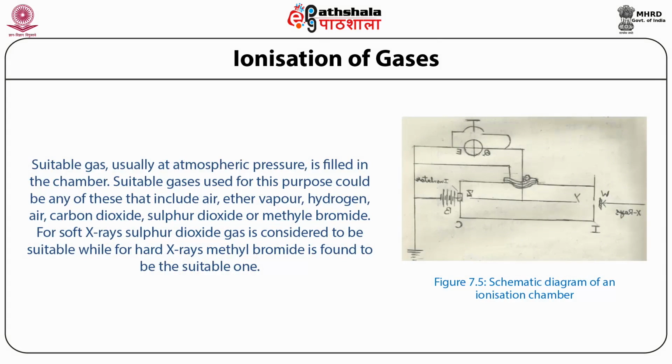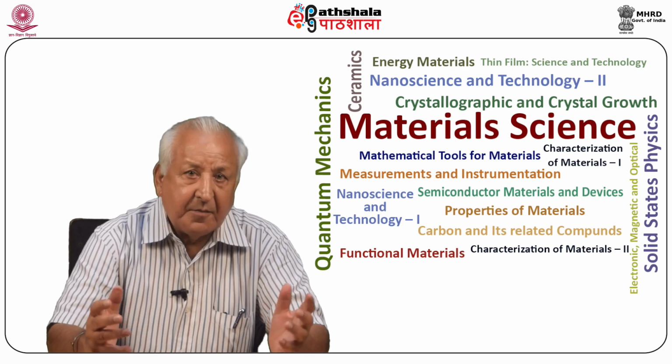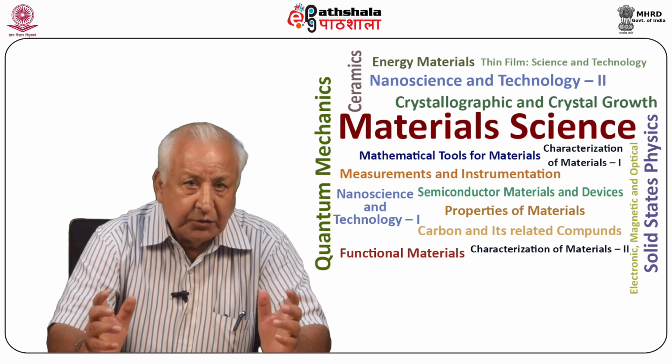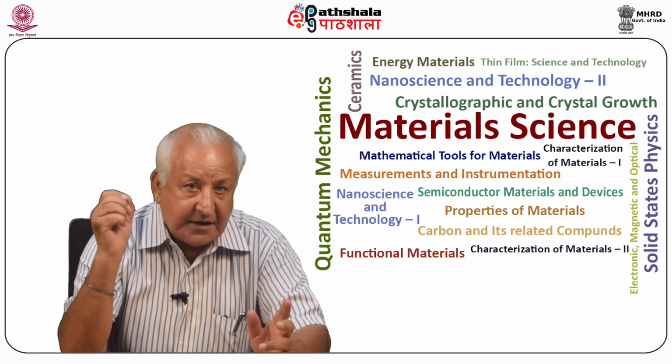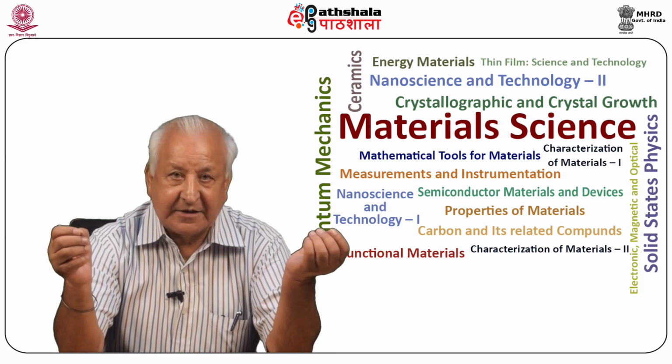Suitable gases used for this purpose could be any of these, which include air, ether vapor, hydrogen, carbon dioxide, sulfur dioxide, or methyl bromide. For soft X-rays, sulfur dioxide gas is considered to be suitable, while for hard X-rays, methyl bromide is found to be the suitable one. X-rays are made to enter the gas chamber through the window as is shown in the figure. The X-rays ionize the gas and it becomes conducting.